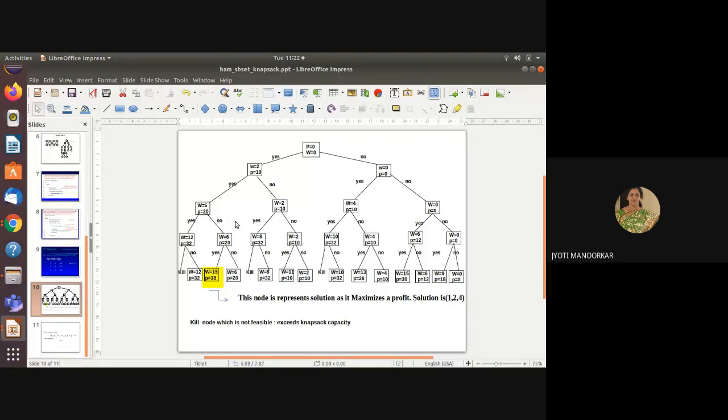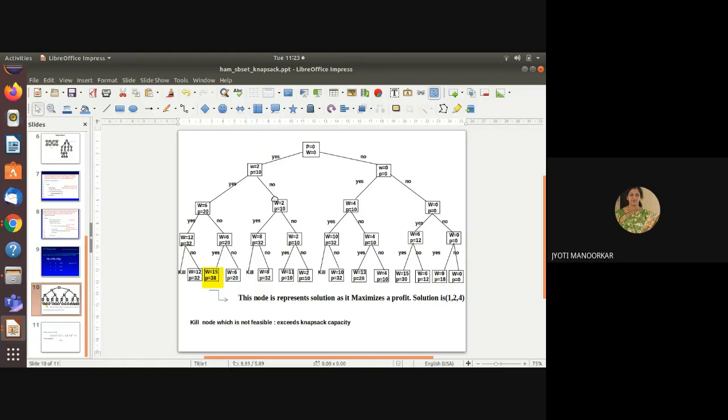Okay, come at this point. This branch represents we are including first element, we are including second element, but we are not including third element. So the weight of knapsack will be as it is as per the previous parent node. So that is W is equals to 6 and P is equals to 20. Okay. Then try to explore this node.